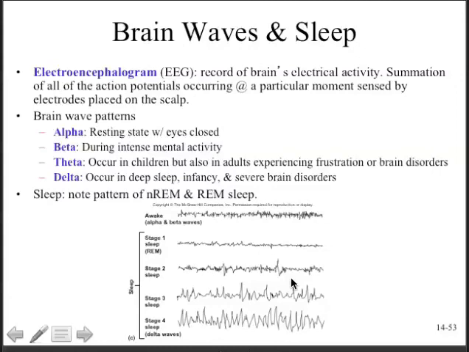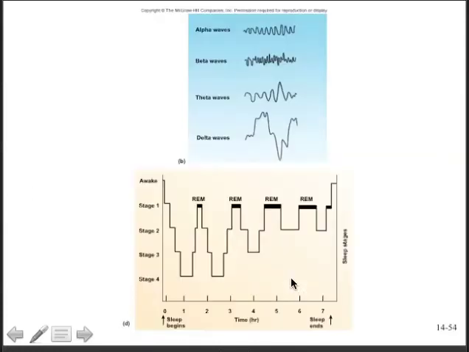Sleep has a particular pattern of non-REM and REM sleep that alternates these different waveforms. And here you can see them sort of picked out. Again, note the alphas, the betas, the thetas, and the deltas. Again, the deltas indicative of deep sleep. And then notice how stages of REM sleep will come and go. REM stands for rapid eye movement.